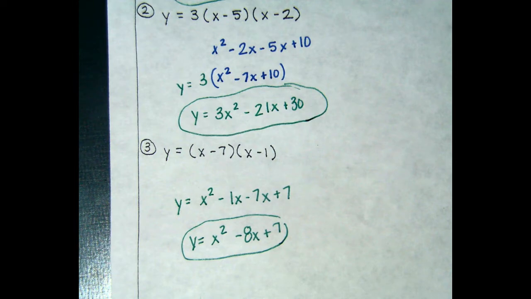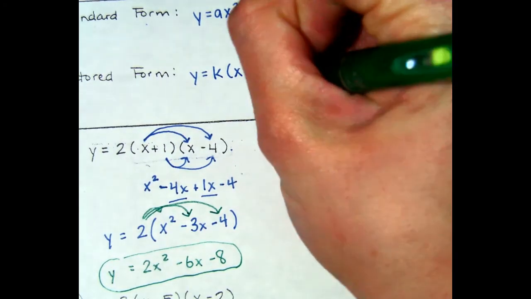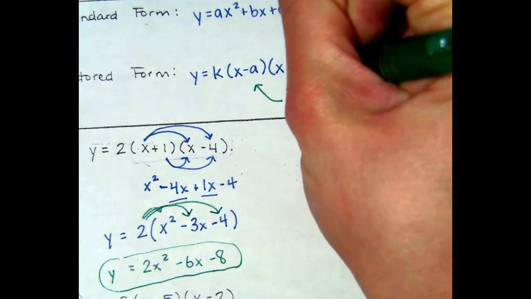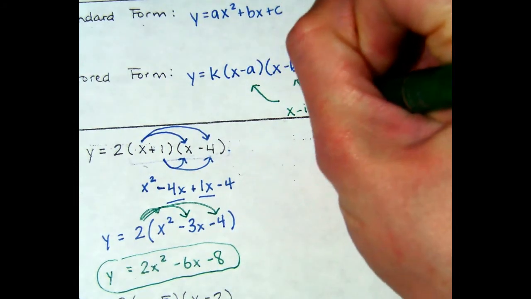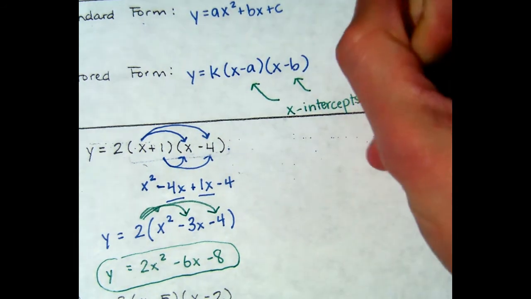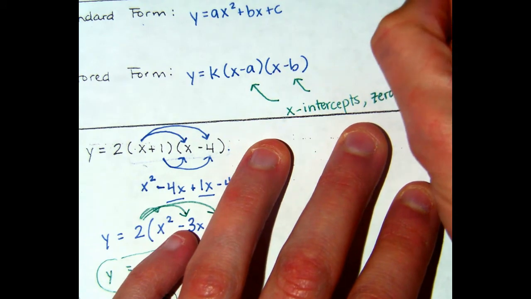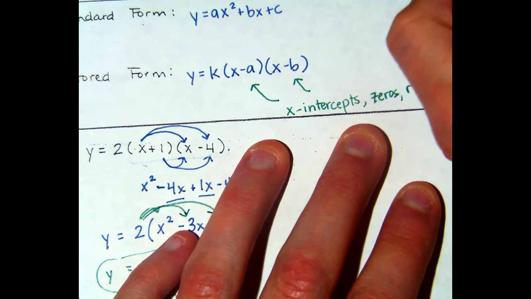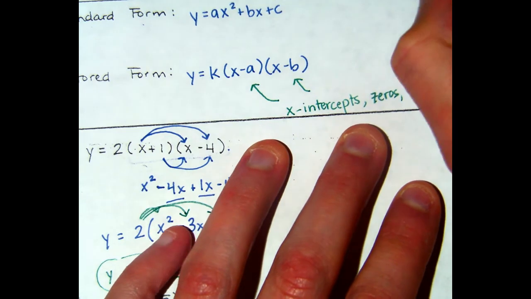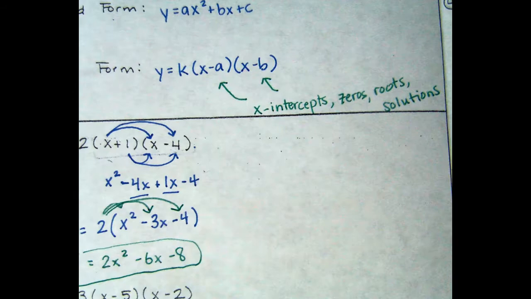It gives you x-intercepts. So before we even talk about that, A and B are x-intercepts. There are a lot of different names for those x-intercepts. They might be called x-intercepts. They might be called zeros. We'll see that this week. They might be called roots. They might be called solutions. You need to know that it could be all of those words. They're x-intercepts, they're zeros, they're roots, they're solutions.